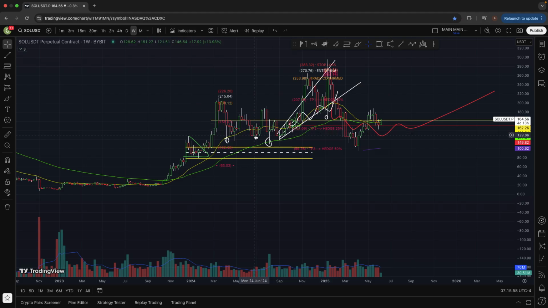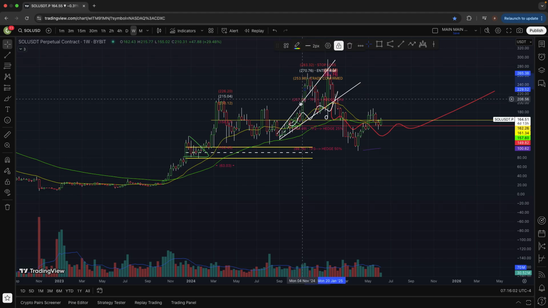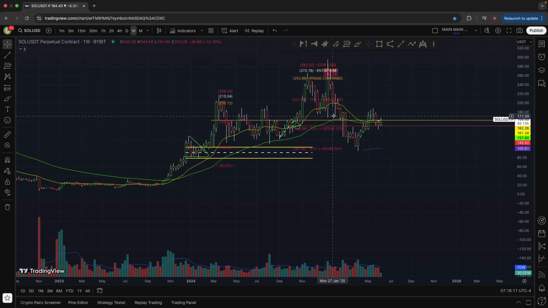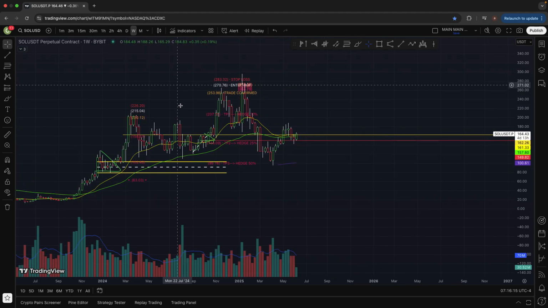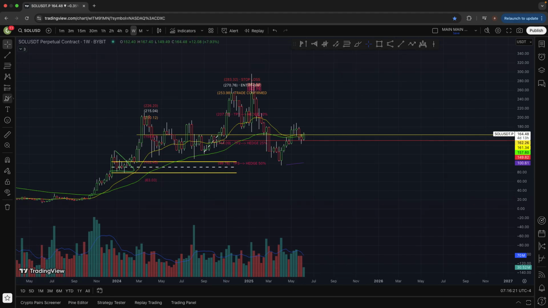What I'm going to do now is clean a lot of this out, and I'm going to show you what I'm expecting moving forward. So all of that is good and gone. Now, this is how I'm looking at this.